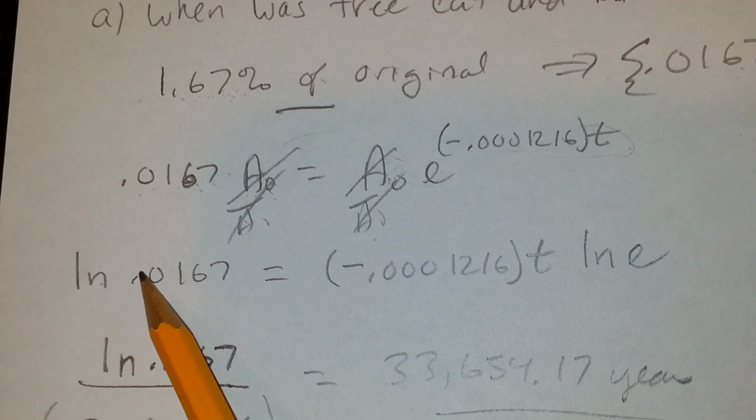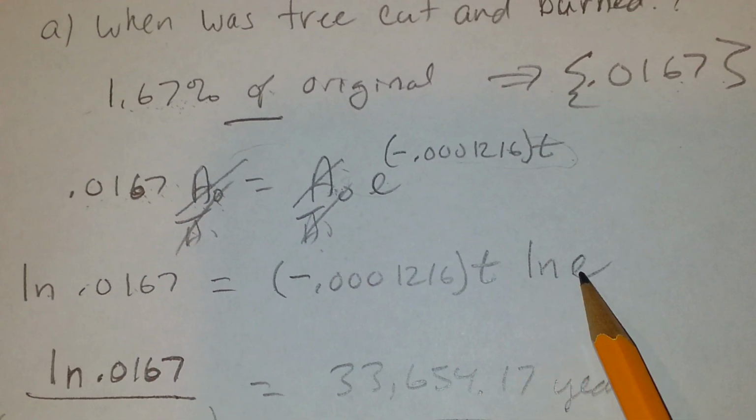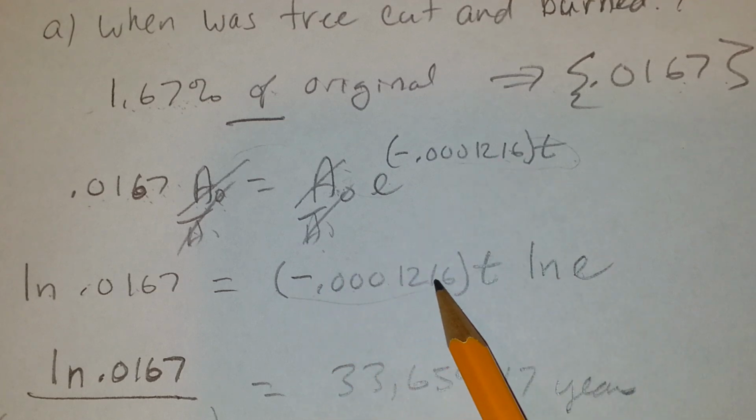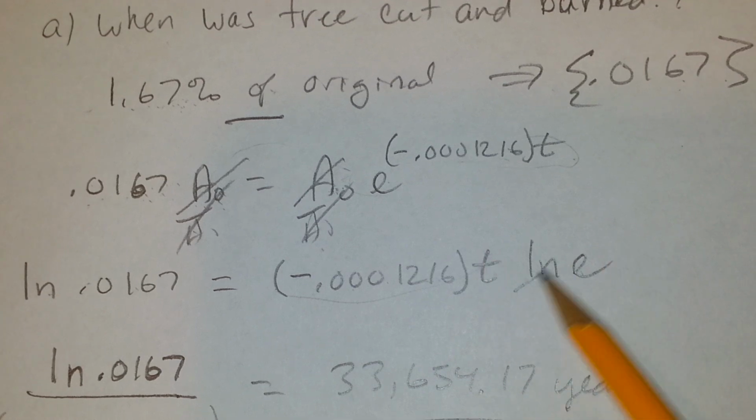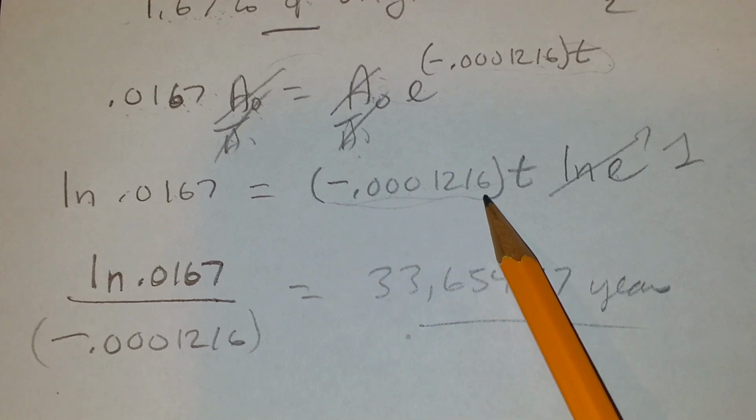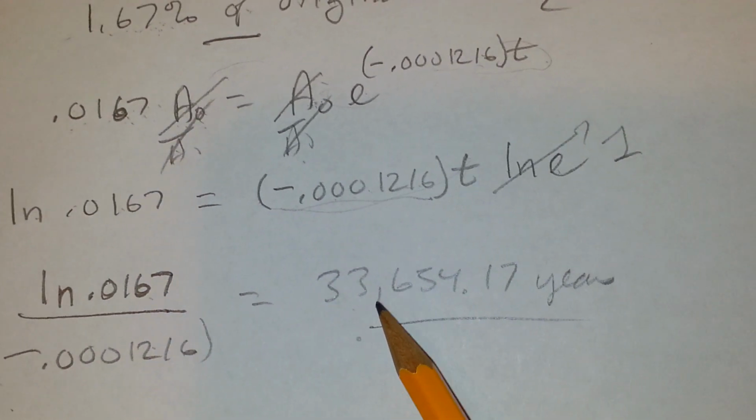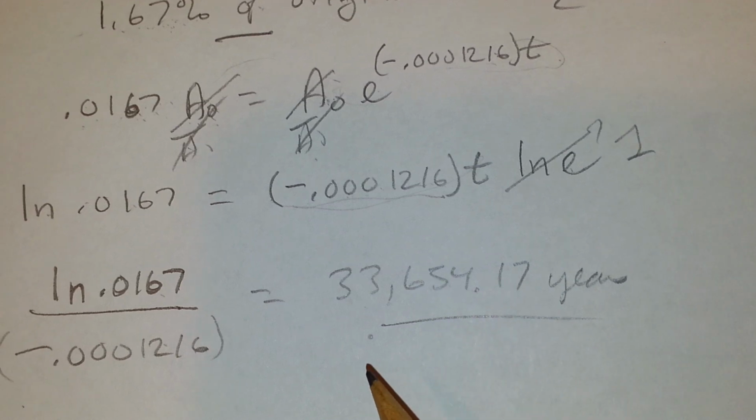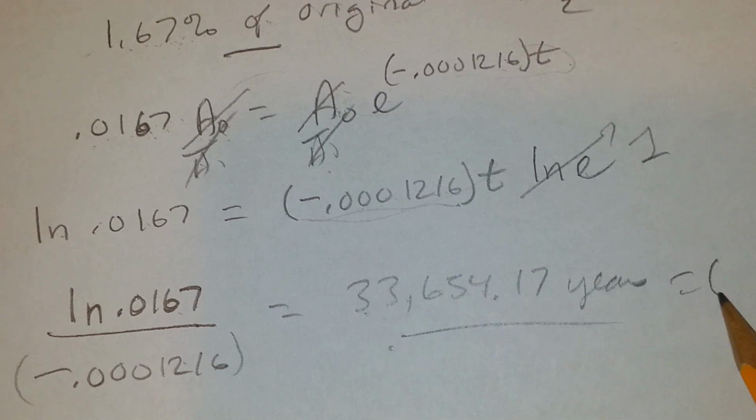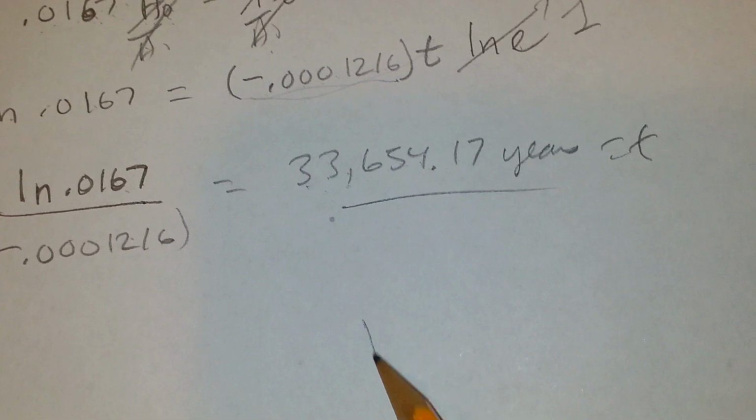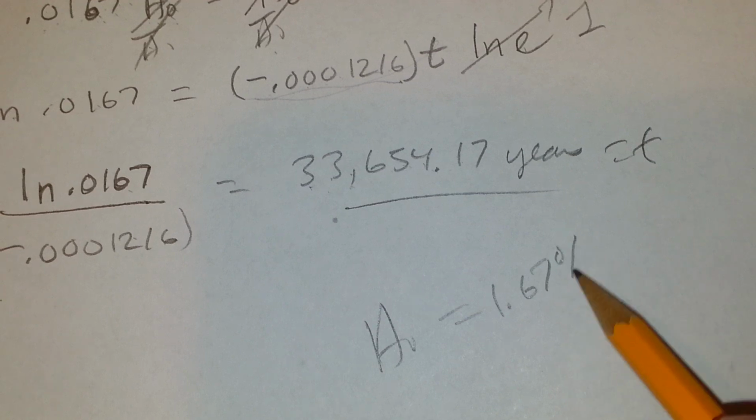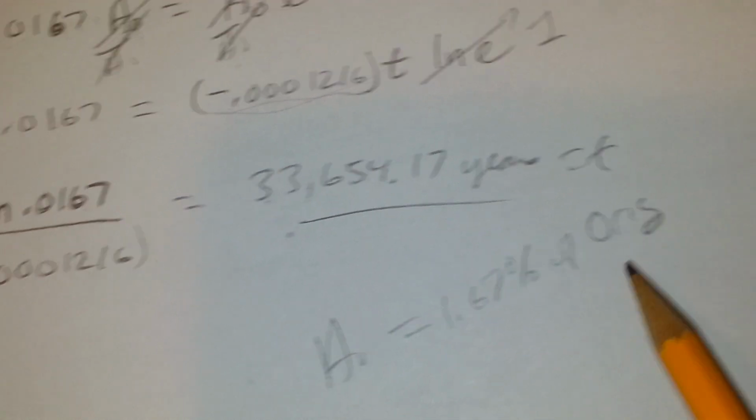Take the log. Log of 0.0167 equals the log, and what comes down in front is that exponent, now a coefficient, the negative 0.0001216, okay? Log of e is 1, makes it very easy. Divide both sides by this decay rate, and I get 33,654 years. I'm sorry, I take that back, it's not the half-life. This 33,654 equals t. That's the time it took for that original amount to become 1.67% of its original, okay?